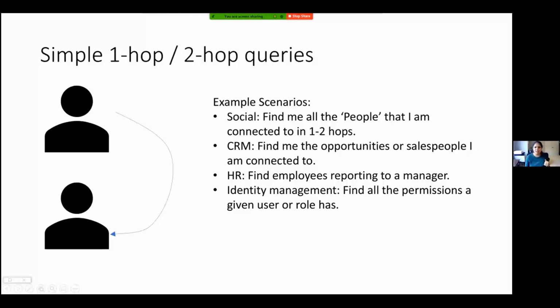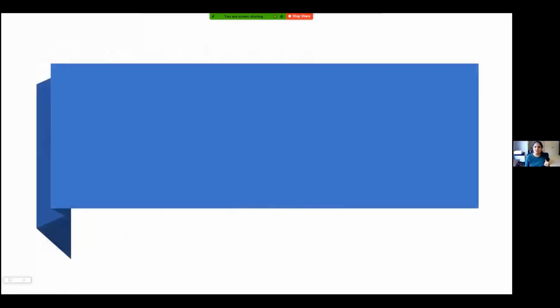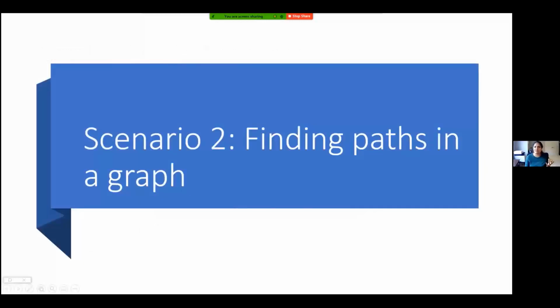Right. Now, the next scenario is finding paths in a graph. We looked at shortest path a few slides ago, and we looked at how you can use that syntax to find a path or shortest path between two people in the graph. Now let's look at one more example here.